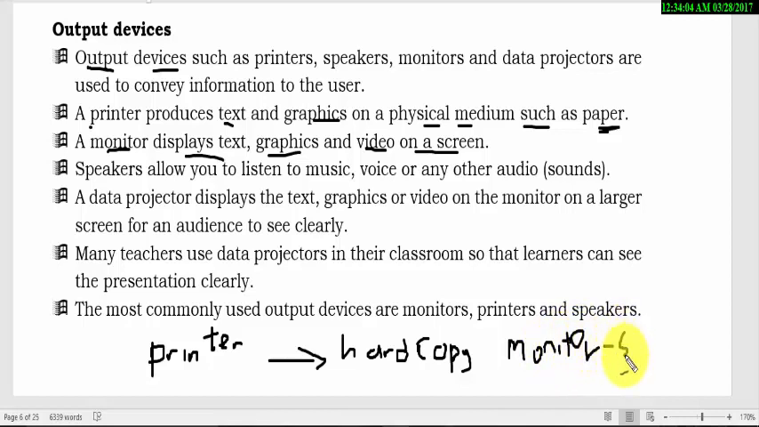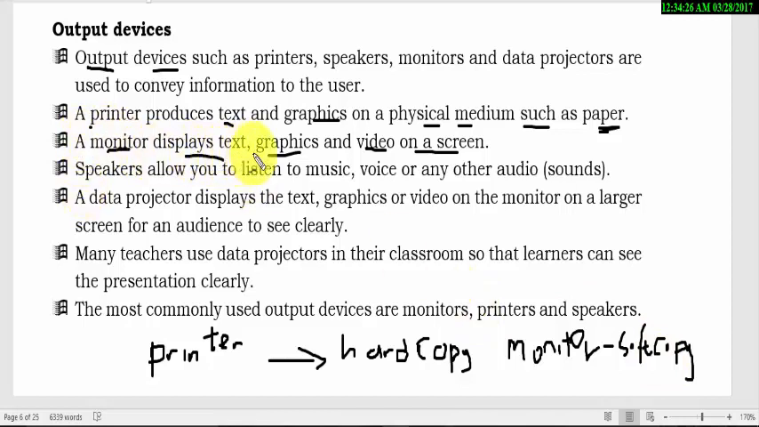So what we are saying is that the monitor displays soft copy like that. The printer produces hard copy. We are able to touch and see. The monitor produces soft copy. We are not able to touch, but we are able to see. So that's the work here.